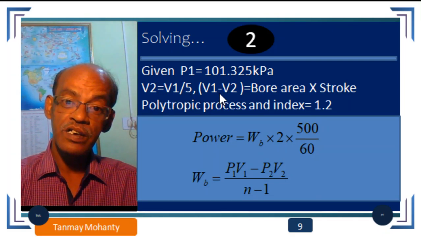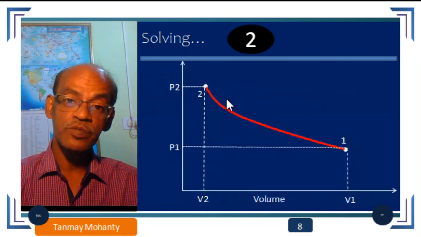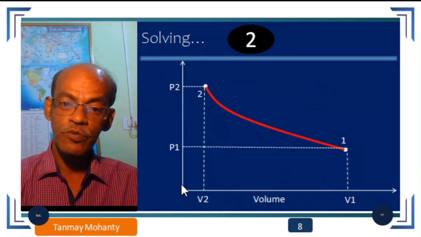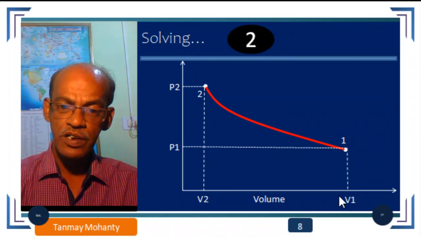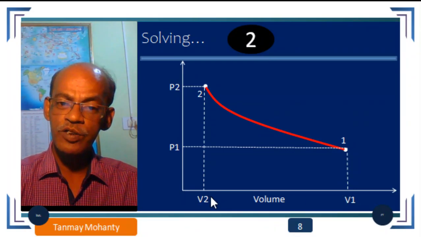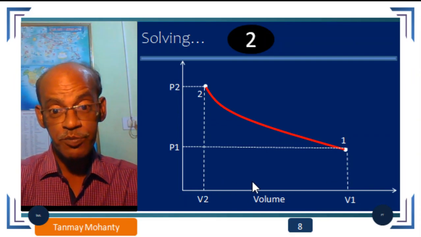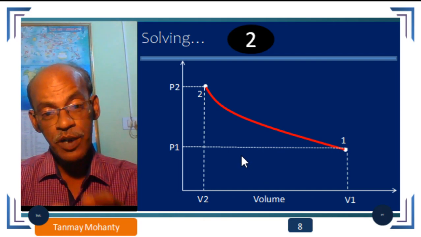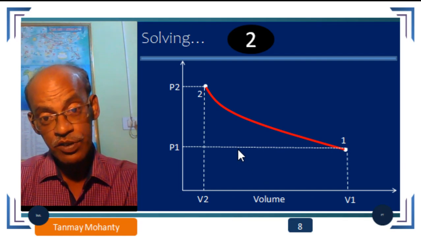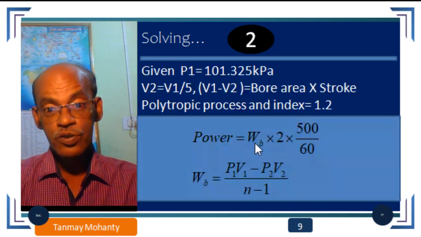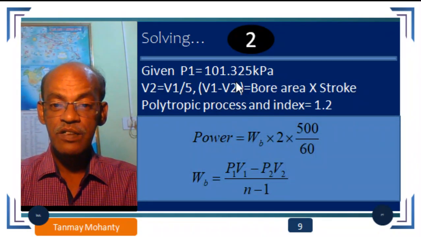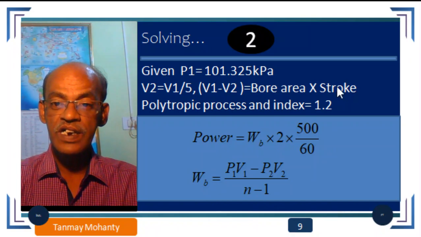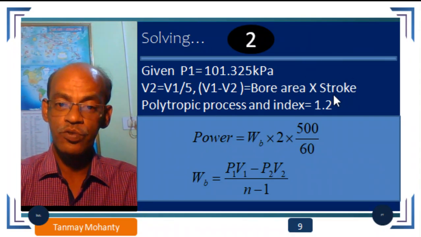Also we are given this V1 minus V2. Look at this drawing. From origin to this is V1. From origin to this is V2. This is how we plot the graphs. So what is V1 minus V2? V1 minus V2 is swept volume. Swept volume, that is pi by 4 d square, bore diameter square, multiplied by the stroke. That is something we have understood now. So we shall see that V1 minus V2 is bore area multiplied by stroke. That is your swept volume.